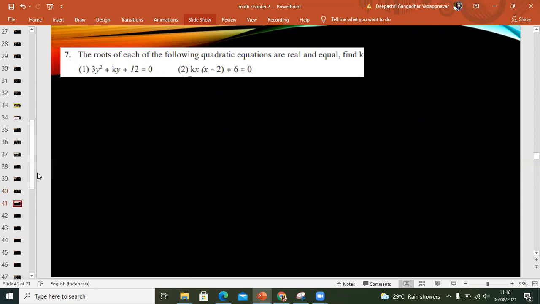Let's go to the last question of this exercise. Question 7. The roots of each of the following quadratic equations are real and equal. That means we know if the nature is real and equal, that means discriminant is equal 0. And the question is asking you to find the k value. So how to solve this? Discriminant means b square minus 4ac value is 0. So let's solve the first question.